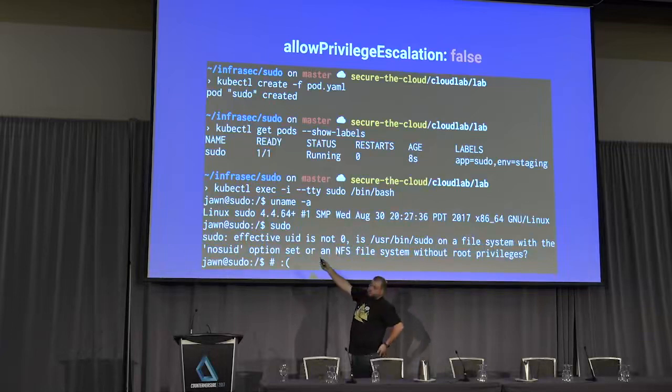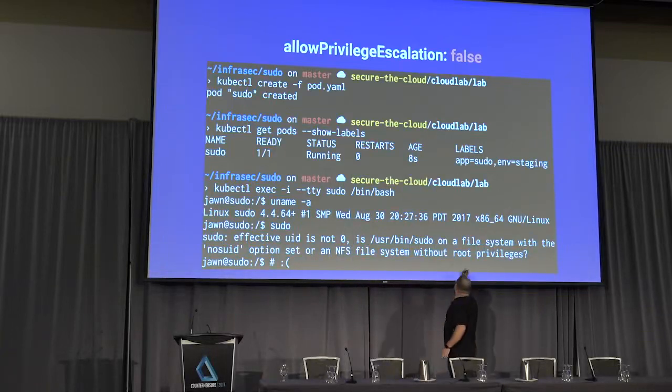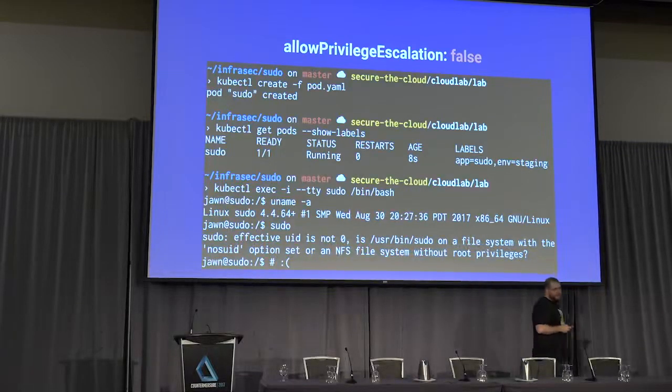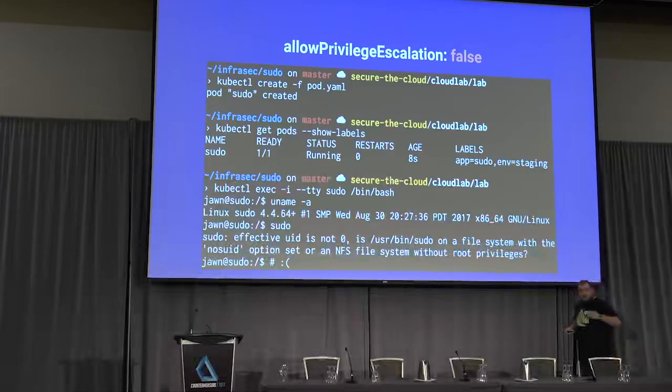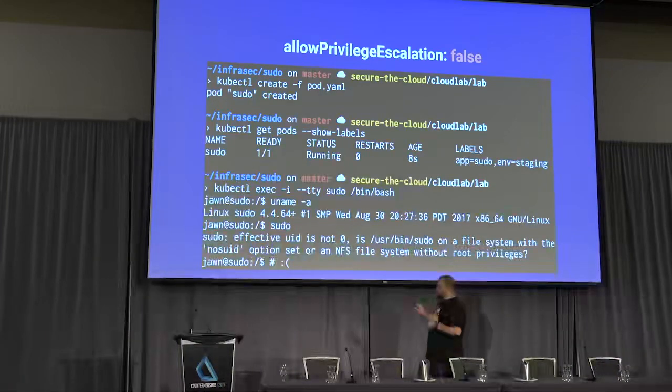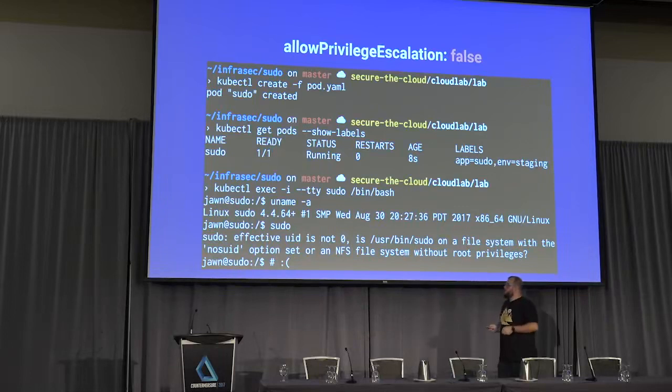You see my name at sudo, implying that privileges are dropped. I tried to run it, and I get this gross error message. The only reason that this gross error message occurs and that I cannot switch to UID 0 is because of that allowPrivilegeEscalation: false flag. Had I precluded and not included that directive, I would be able to get root inside of my container using the sudo command.